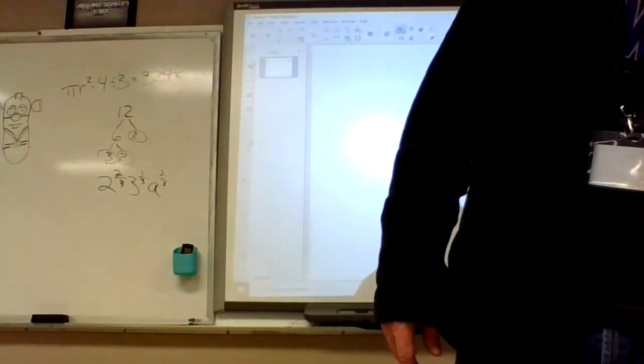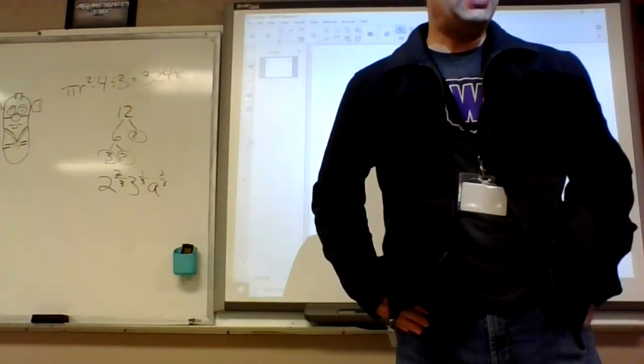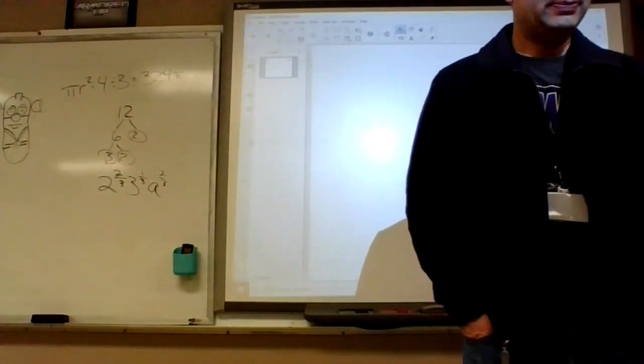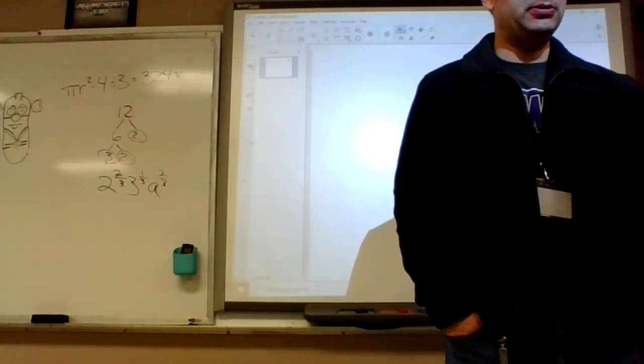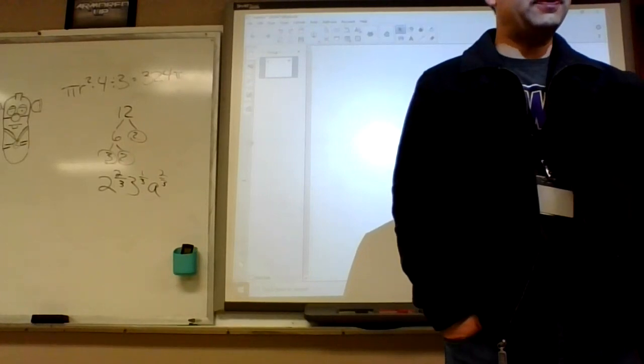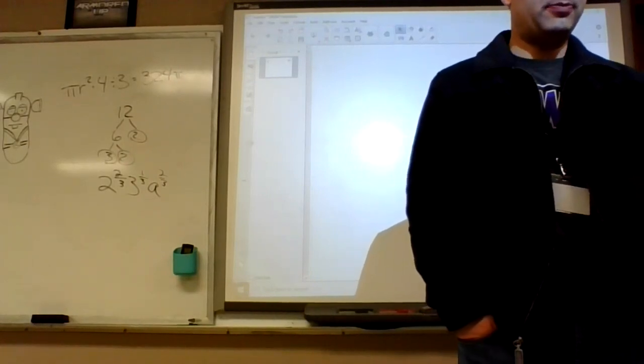Alright, number 1 on page 298. What is the square root of 9? 3. What's the square root of 16? 4. What's 3 plus 4? 7. Number 1 is 7.